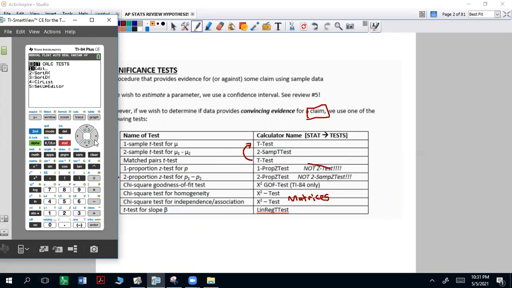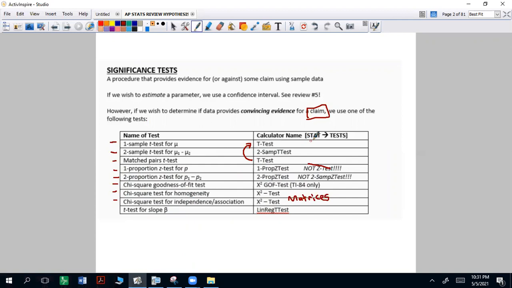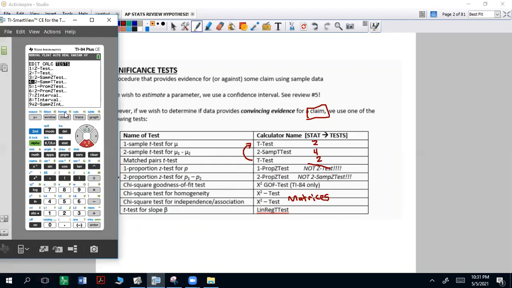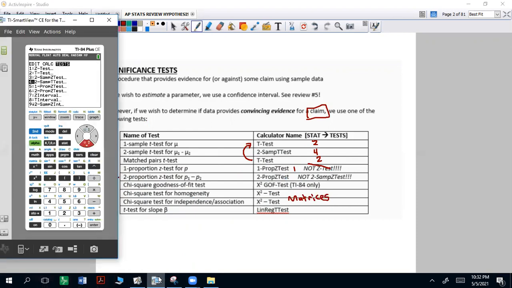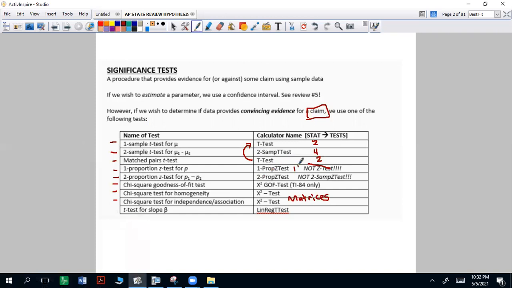Here we're going to go to stat, tests, and all of your tests are here. Your t-test is 2. Two sample t-test is 4. So let's write that down, 2, 4. That's 2 again. One prop z-test is going to be 5, and two prop z-test is going to be 6, excuse me, not 1. And you can go through the rest here.